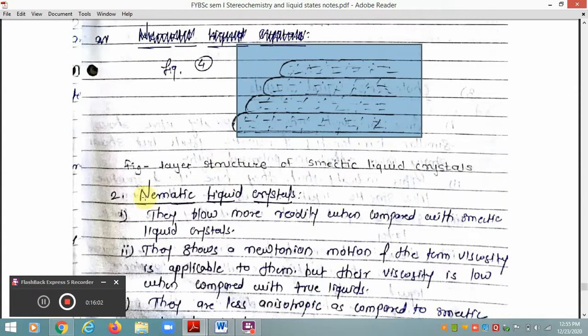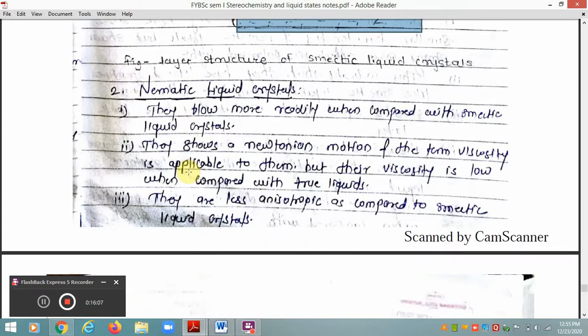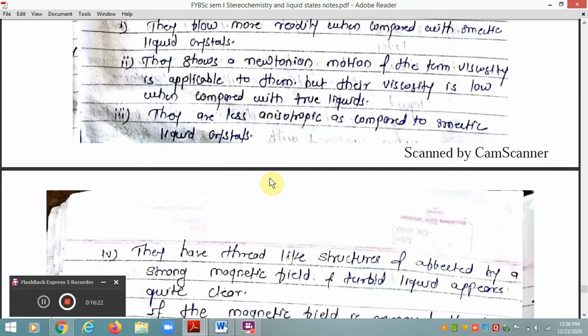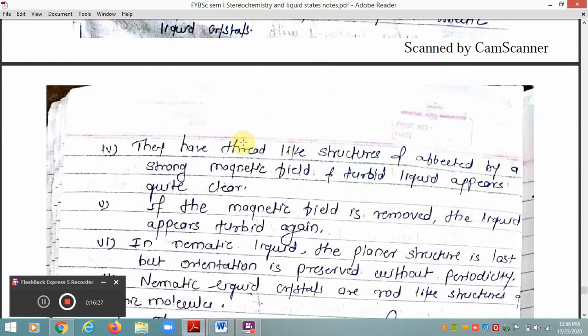The second type of liquid crystal is called the nematic liquid crystal. They flow more readily when compared with the smectic liquid crystal, and this shows a Newtonian motion, and the term viscosity is applicable to them, but their viscosity is low when compared with true liquids. These nematic liquid crystals are less anisotropic as compared to smectic liquid crystals. They have a thread-like structure and are affected by a strong magnetic field, and the turbid liquid appears quite clear.